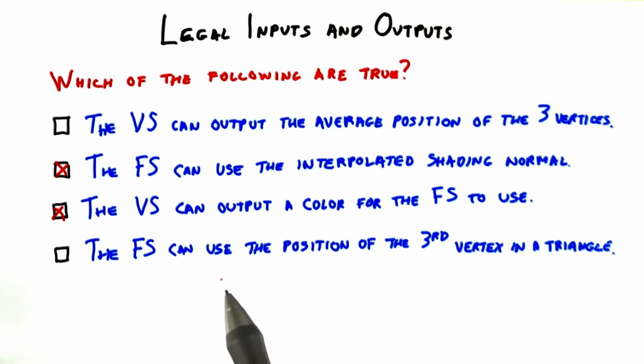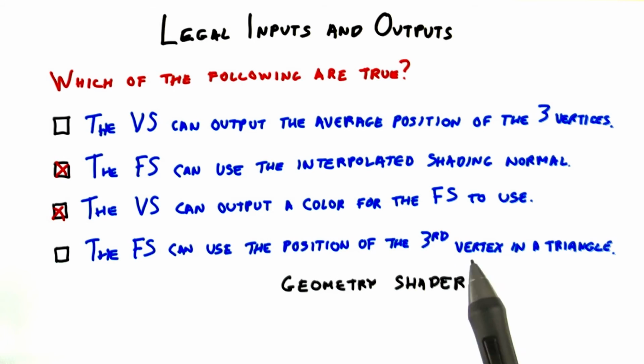The fourth statement is false, for the same reason the first is false. Each vertex is processed separately by the vertex shader, so data from a specific vertex cannot be passed to the fragment shader in this way. You could work around this limitation by doing expensive things like storing the data for all three vertices at every vertex and have the vertex shader sort it out.